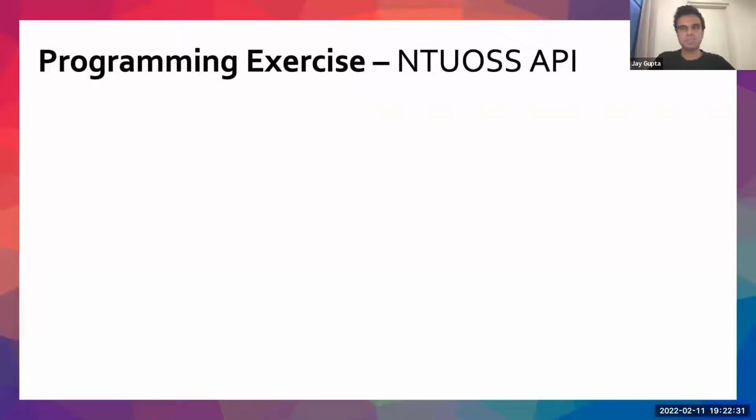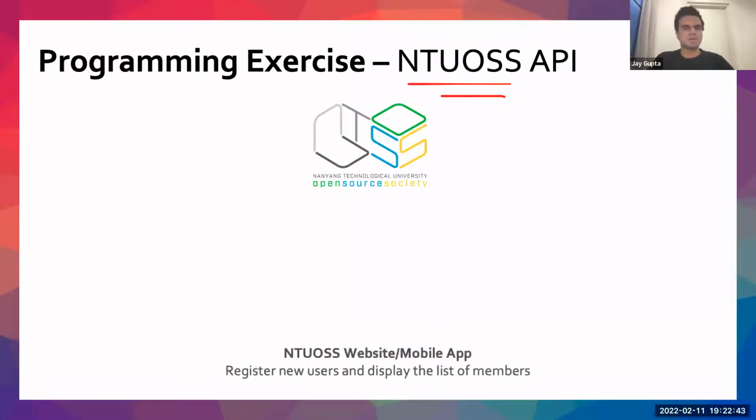Okay, so now let's come to the fun part, which is the programming exercise. For this programming exercise, we are going to take the use case of NTU OSS. The use case is really simple. NTU OSS is a CCA in NTU. Suppose we have a website and a mobile app. Let's suppose we have a website already, and let's suppose we have a mobile app as well.